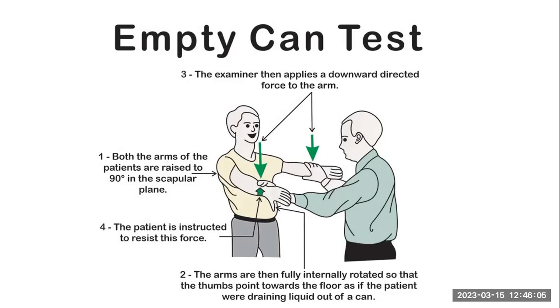That is the empty can sign. You ask the patient to abduct the arm, thumb facing downwards, and move forward 30 degrees from the coronal plane. You try to move the arm downwards and ask the patient to resist that. If the patient develops pain, they have supraspinatus impingement and tenderness, so it is most likely supraspinatus tendinitis. In my patient, the empty can sign was positive. You call it empty can as if you are emptying a beer can.